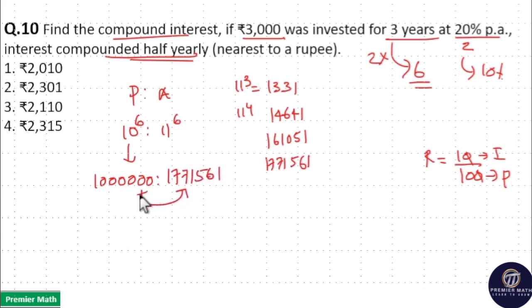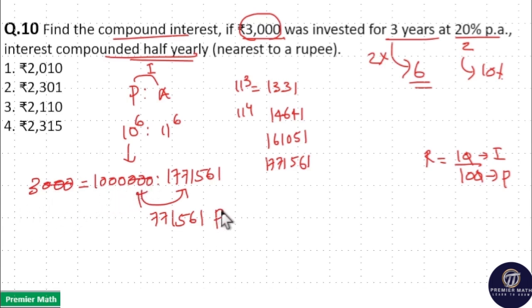Now the difference between principal and amount is the interest generated. Here interest generated is equal to 771561 parts. Here 10 raised to 6 parts is given in this question as 3000 rupees, that is, principal is 3000 rupees. So equate 10 raised to 6 parts with 3000. The 000 and 000 cancel. That is, 1 part is equal to 3 by 1000.